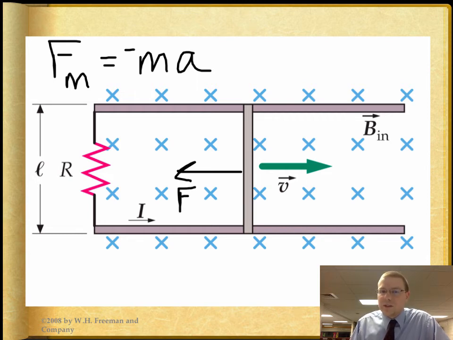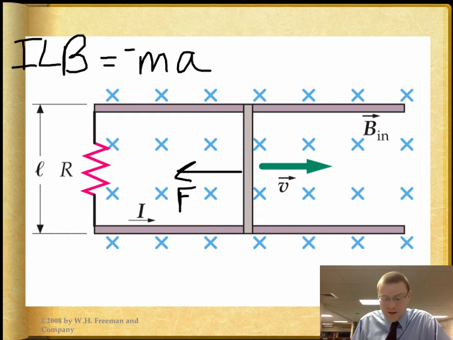What's causing the magnetic force? The magnetic force here is going to be caused by ILB. Magnetic field strength is constant, that's into the page. The length of the rod here is something that's not going to change, but what can change is the current. So we have to figure out what that current is depending on.